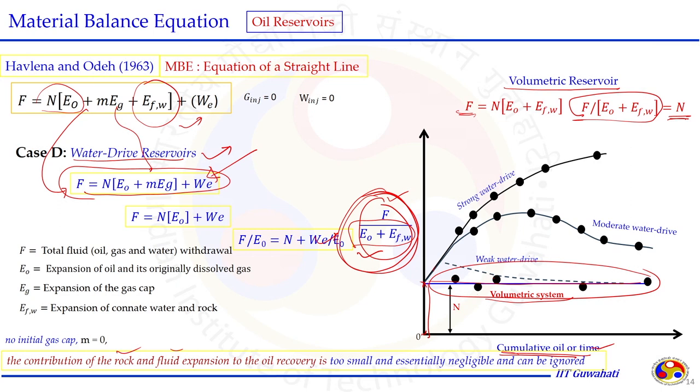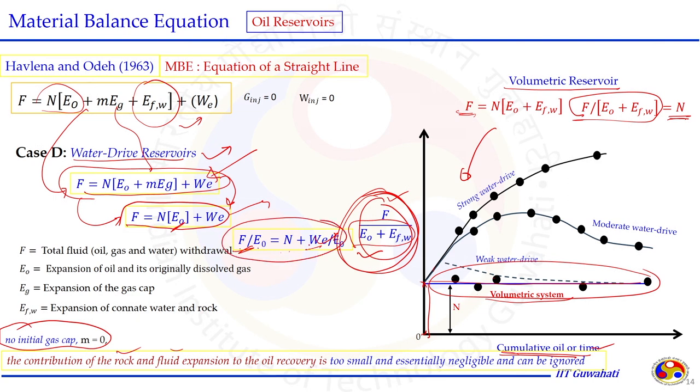If water drive is present, by understanding the set of data plotted for the volumetric reservoir, we can modify our equation considering this WE. So in case of no initial gas cap, M, this equation can be reduced to F is equal to NEO plus WE, and if we adjust this equation, dividing both sides by EO, F by EO is equal to N plus WE by EO. So now if we plot the data F by EO versus 1 by EO, we are going to get N as the intercept and WE as the slope. So the unknowns here are N and WE.